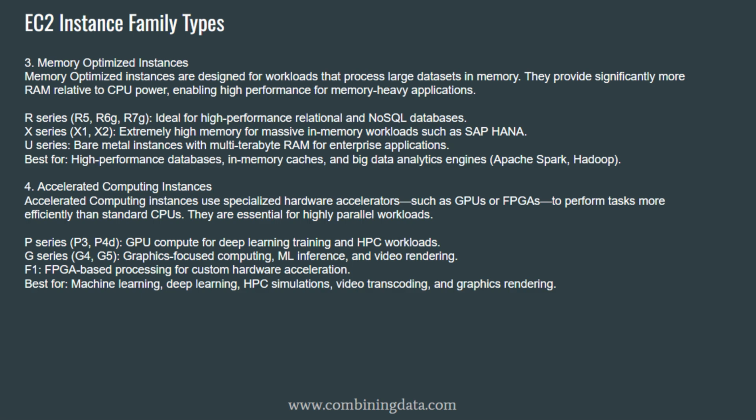Exam tip: if you see keywords like GPU, machine learning, deep learning, graphics, or hardware acceleration, the correct answer is accelerated computing. To summarize, if your workload needs a lot of RAM, choose memory-optimized instances. If your workload needs GPUs or specialized hardware, choose accelerated computing instances. AWS provides these instance families so you can match the infrastructure to the workload instead of over-provisioning or wasting resources.